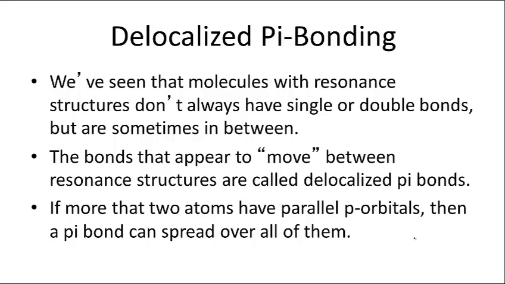So whenever you have 3 atoms near each other that all have parallel p orbitals, or 4 atoms that all have parallel p orbitals, you'll see this phenomenon where you have delocalized pi bonding. So we'll go back to O3 for practice. Try and draw the Lewis structure for O3, including resonance.